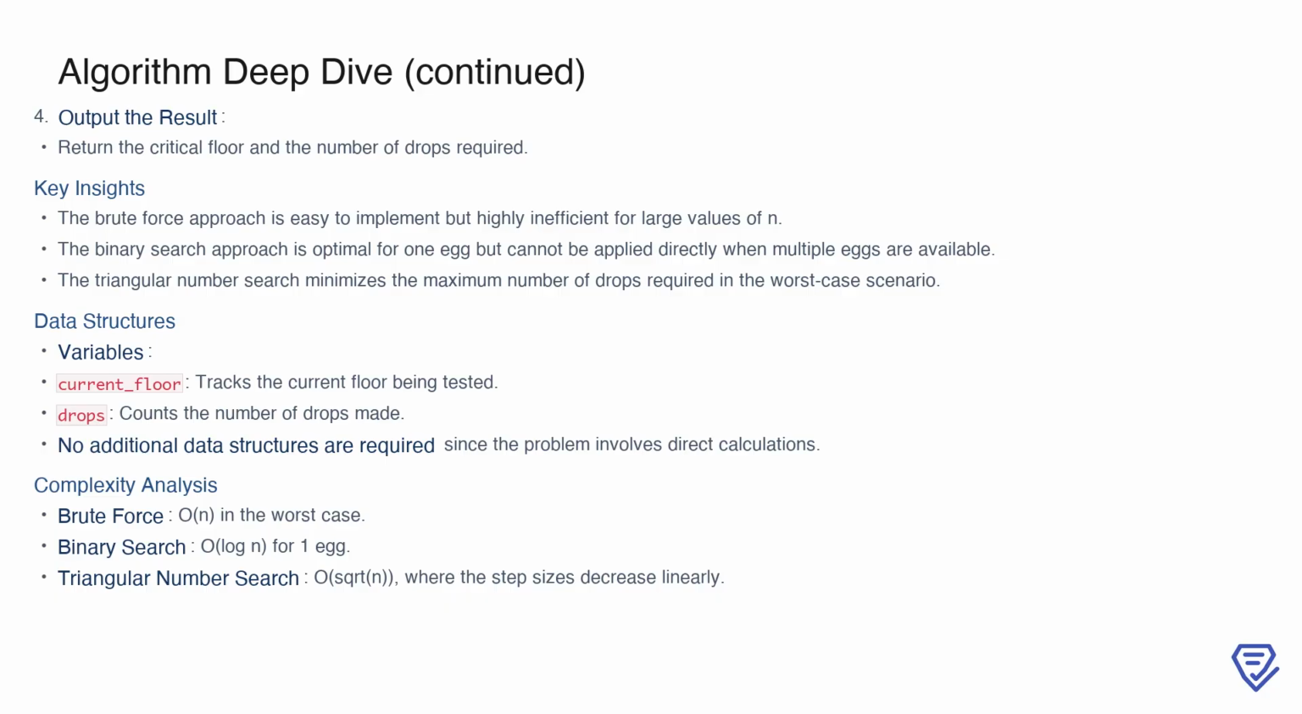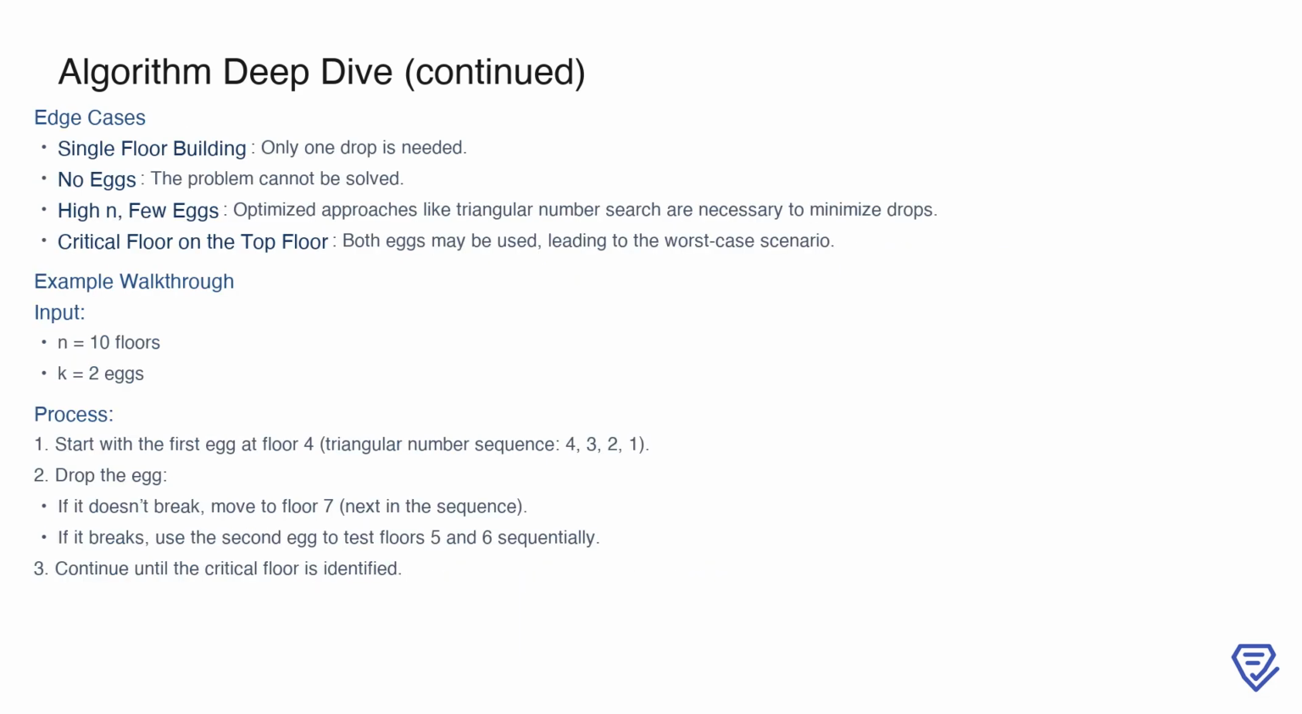In terms of complexity, the brute force method operates in O(n), while binary search achieves O(log n) for a single egg. The triangular number search is even more efficient, with a complexity of O(n) due to its linearly decreasing step sizes. To ensure the robustness of our solution, it's essential to consider edge cases. For example, if the building has only one floor, a single drop is all that's needed. If no eggs are available, the problem is unsolvable. For scenarios with a high number of floors but only a few eggs, optimized strategies like the triangular number search are crucial to minimize the number of drops.